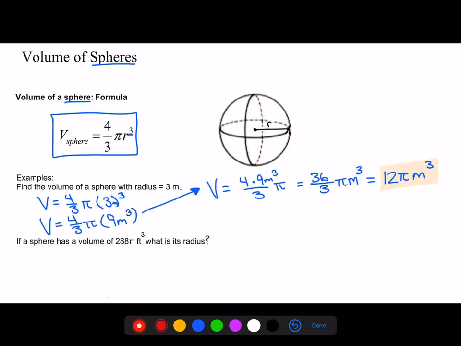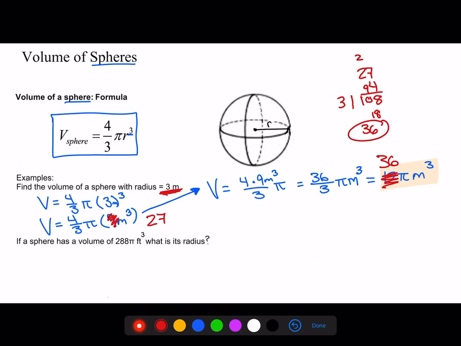Hold on here, this is wrong, this should be 27 here. So 27 times 4 will give me, let's go ahead and do that math real quick. 27 times 4, that'll give me 108, and then divide that by 3, and we get 36. So our answer should be 36 pi meters cubed here. So that's a mistake on my part. Our answer should be 36 pi meters cubed for the radius of 3 meters.